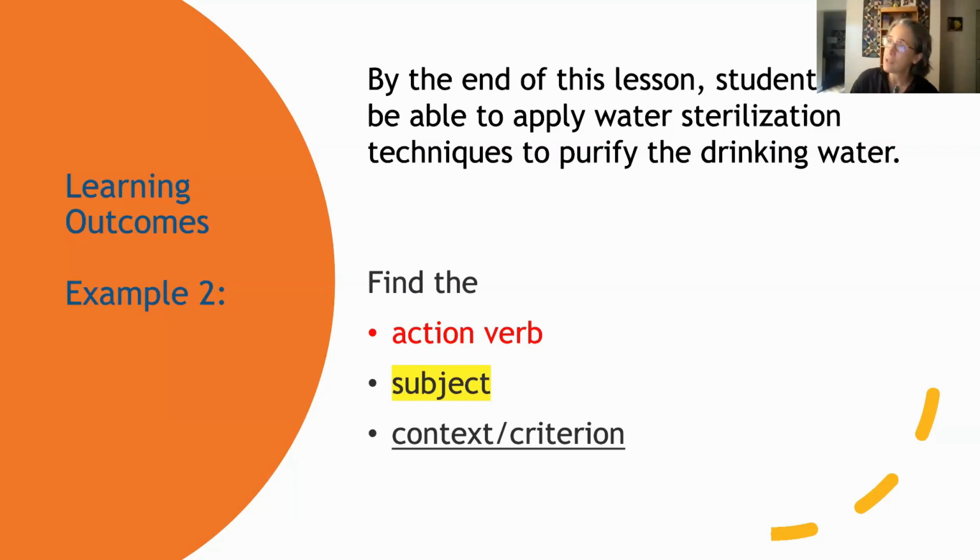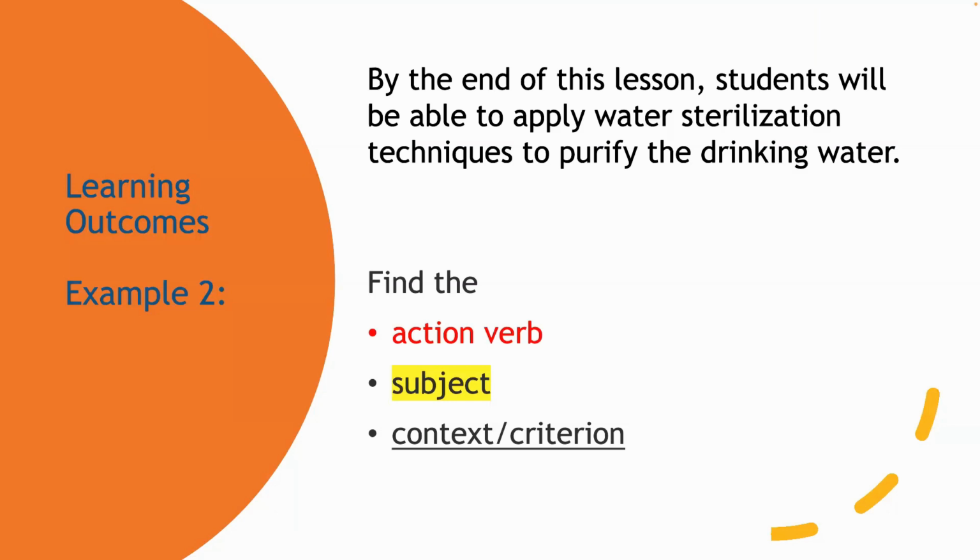So here's another example. By the end of this lesson, students would be able to apply water sterilization techniques to purify drinking water. Thanks for the thumbs up. So tell me now, where's the verb, the subject, and the context here? Can I have a brave volunteer to unmute themselves and just rhyme off what those three things are? I can volunteer.